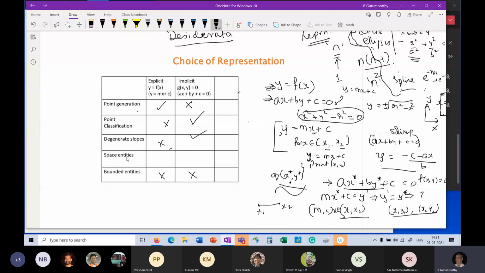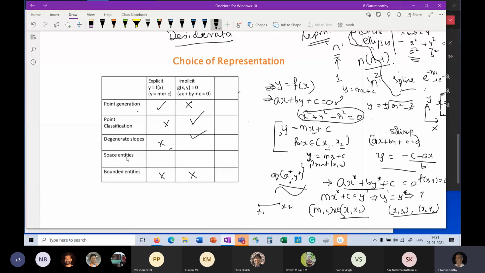There's no entity that you can create which will need this infinite line. Every entity, on the other hand, will need a line segment or a curve segment or a patch of a surface or a specific volume of an object. They're all bound entities. And therefore, it is important that the representation we choose also handles that well.